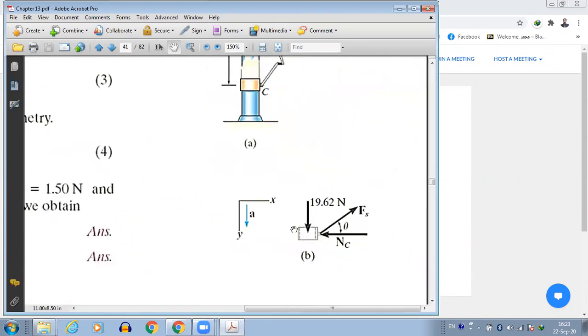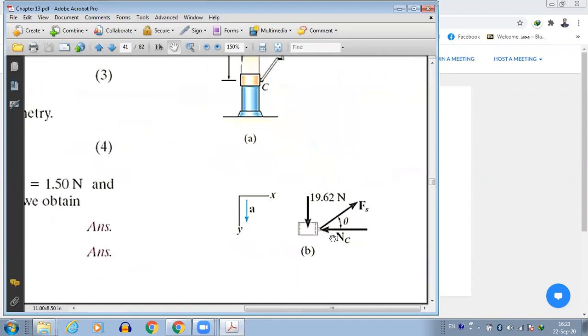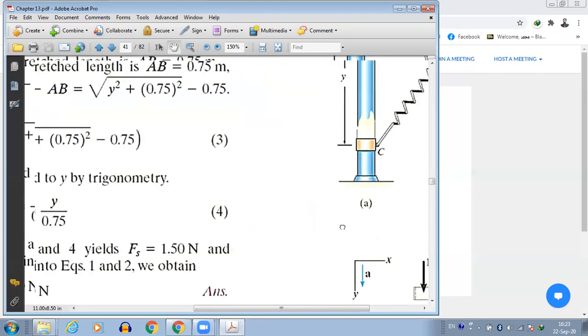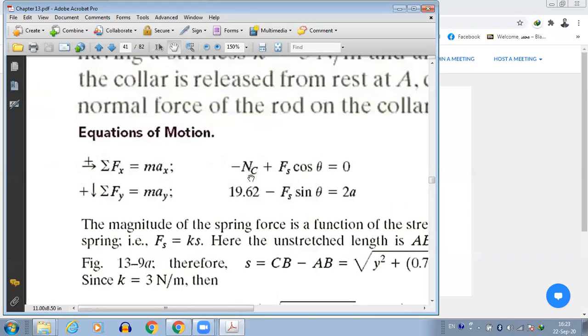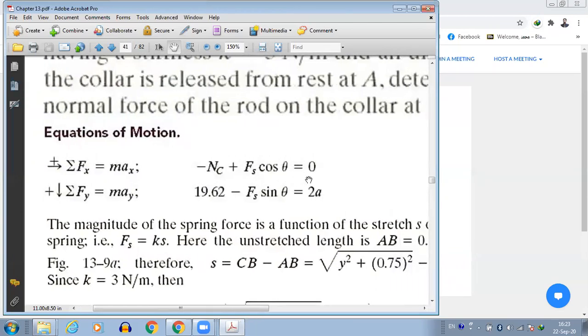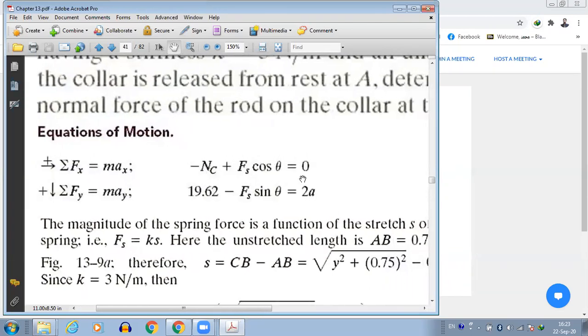If you look at the x direction, we have the normal force in the x direction, and then we have the spring force opposite to the x direction. So it will be Fs cos theta minus Nc. So minus Nc plus Fs cos theta equals 0. That will be the first equation.